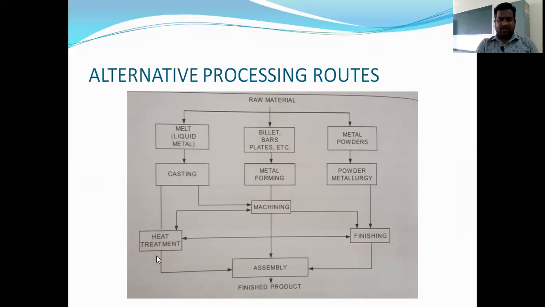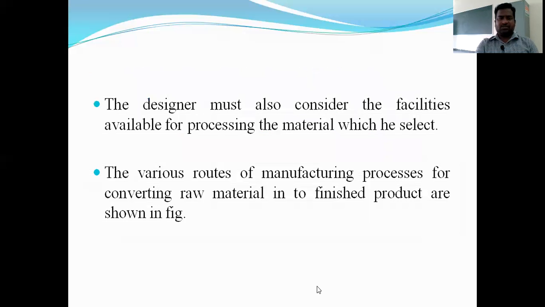And here observe the heat treatment process. After the casting, some of the materials need machining, and some of the materials need heat treatment. So after casting, we can send it to the heat treatment process. After that heat treatment process, it goes to the assembly, right? And here also, after the powder metallurgy, this material goes to heat treatment. After the heat treatment, it comes to the assembly. After the assembly, we are getting the finished product. Okay, so these are the various routes of manufacturing processes for converting raw material into finished product.